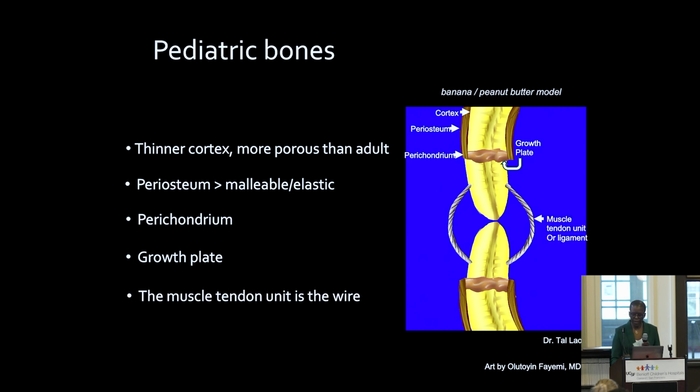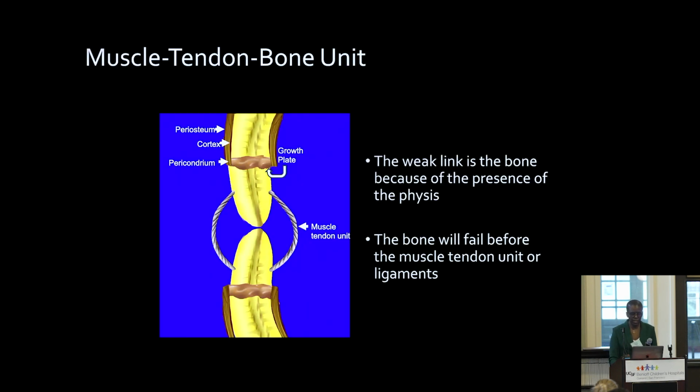And then the wire is going to be the muscle tendon unit or the ligament. So it's obvious that the weak link is going to be the physis. And so the bone is going to fail before the muscle tendon unit or the ligaments, right?